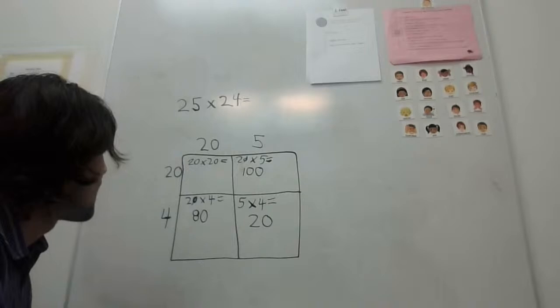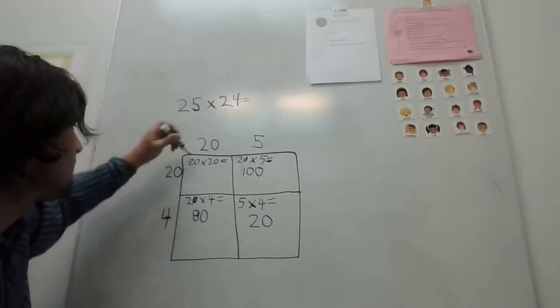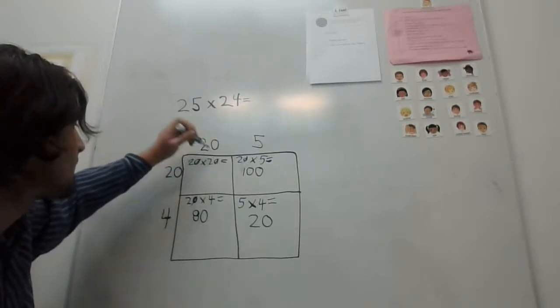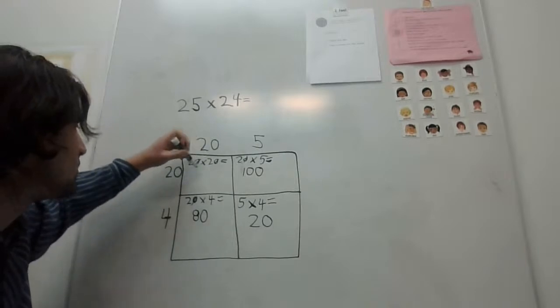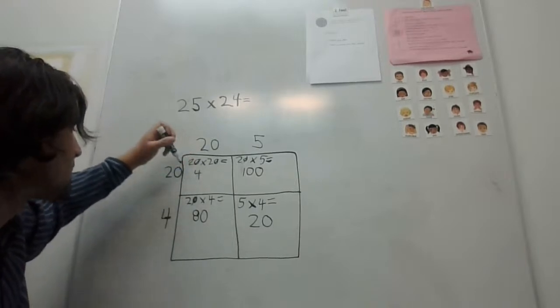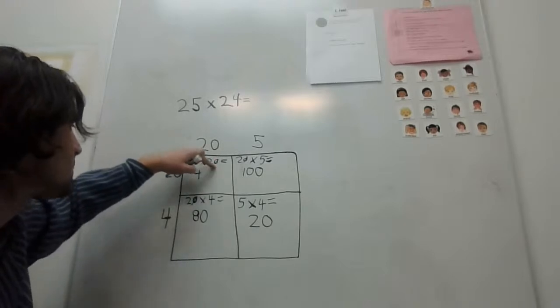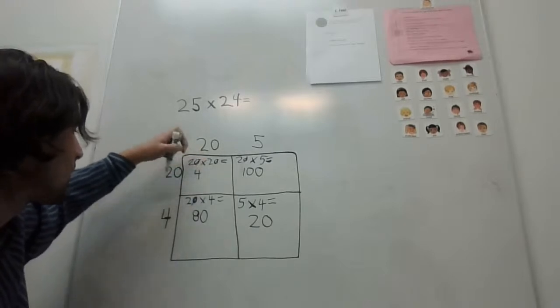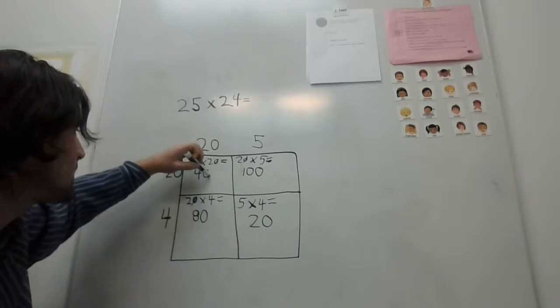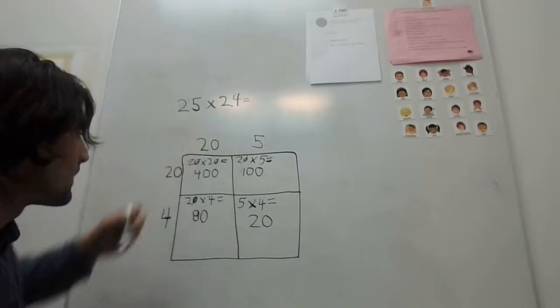Now we are going to multiply 20 times 20. So again, we pretend the zeros aren't there. We multiply 2 times 2. 2 times 2 equals 4. Now, since there are 2 zeros in this number sentence, 2 zeros before the equal sign, we're going to add 2 zeros to our answer. When you add 2 zeros to the number 4, it becomes 400.